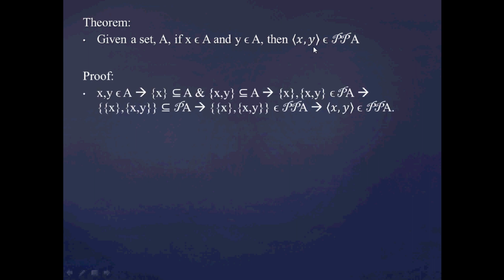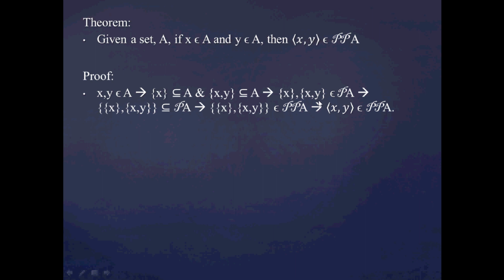So here's the proof of that statement. If x and y are both in A, then that implies that the set containing x is a subset of A, because all of the members of this set on the left are also members of the set A, right? And that the set containing x and y is also a subset of A. And from those two statements, it follows that the set containing x and the set containing x and y are both within the power set of A.